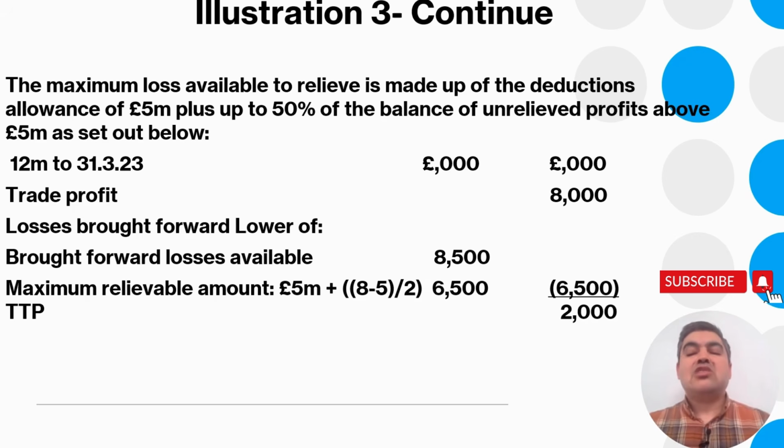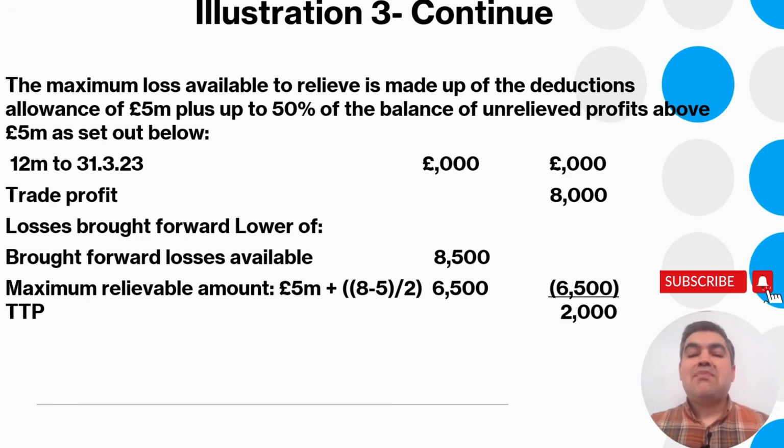Because of the restriction, you are allowed to use 5 million plus the difference between the 8 million profit minus 5 million, because the 5 million is the allowance as stated by legislation, divided by 2. That gives you 6.5 million. So you can use 6.5 million worth of losses against the current accounting period total profit. As a result, the total taxable profit will be only 2 million. Then the remaining loss of 2 million, because out of the 8.5 million loss we used 6.5 million, will be carried forward and set against future profits.